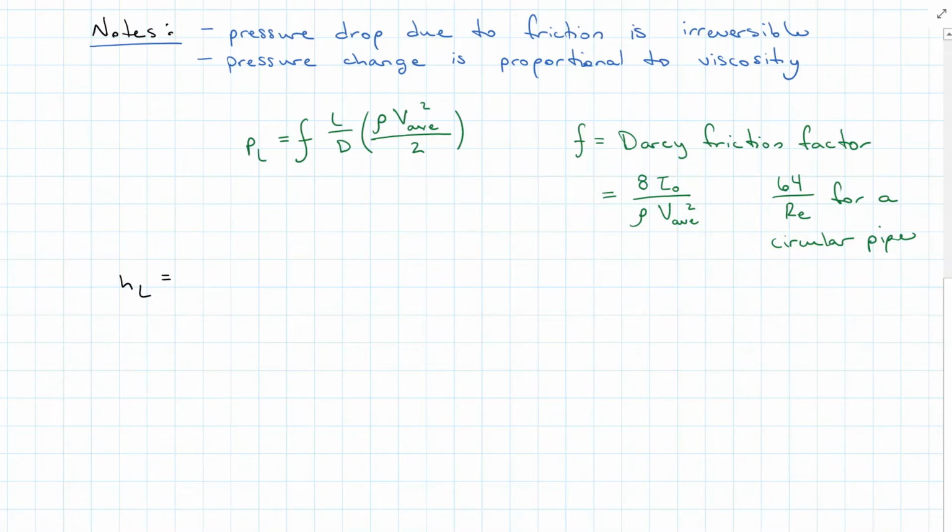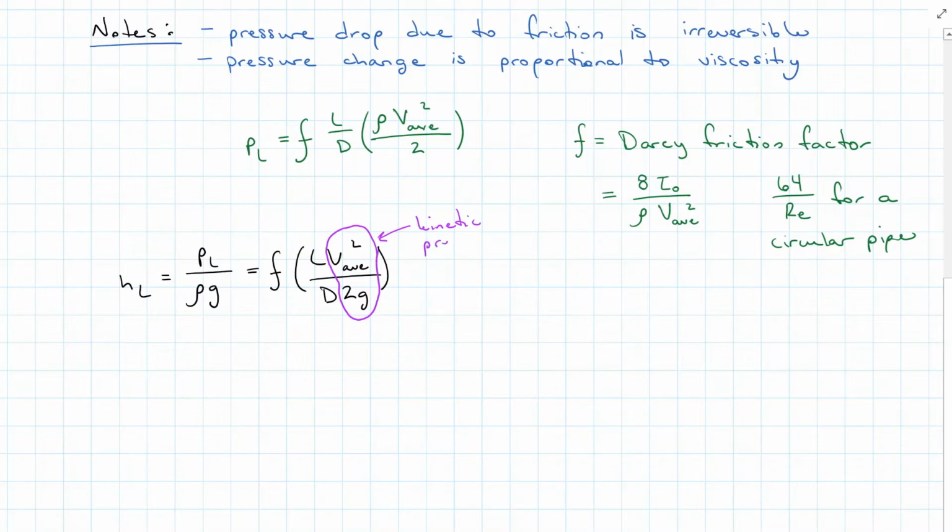Taking that change in pressure and putting it into a head equation, so now it's losses that we can add to our energy and Bernoulli equations, that's going to be the pressure losses over rho times gravity, which simplifies to the Darcy friction factor times length times V average squared, all over diameter times 2 times gravity. Hopefully this portion looks familiar, where this is that kinetic moving pressure or velocity head, right? And then this second portion here, that's the shear stress on the wall.